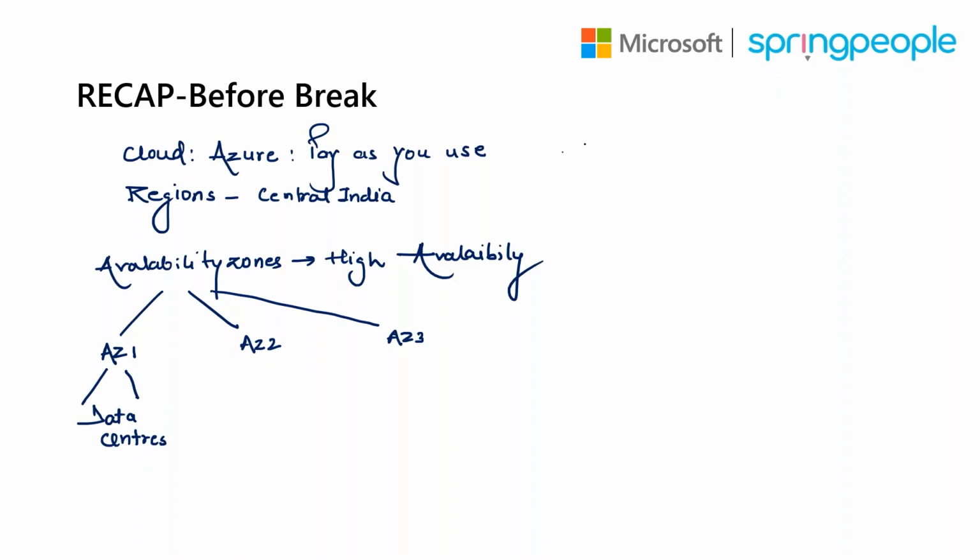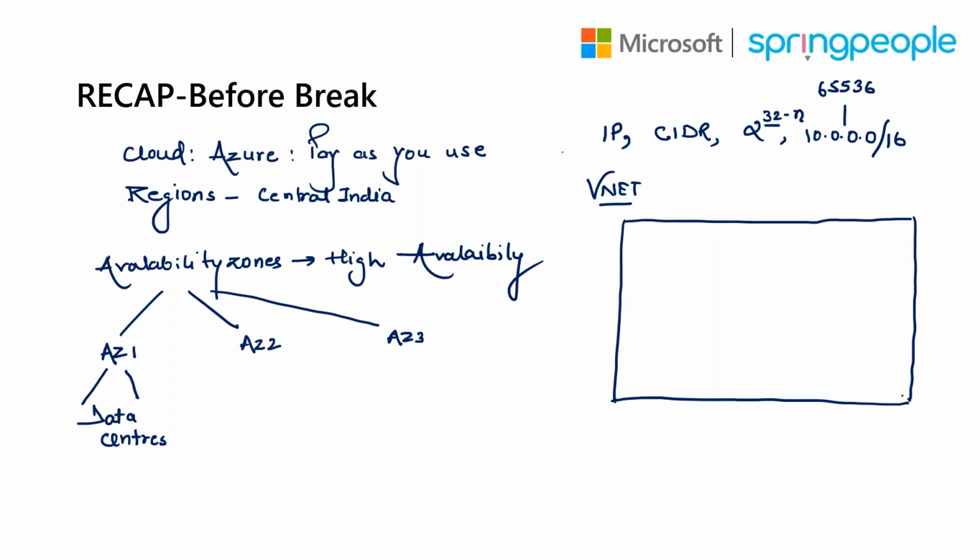After that, we started today with IP addressing. What is IP, what is the meaning of CIDR, classless interdomain routing. We came to know about a formula 2 to the power 32 minus n. We took 10.0.0.0/16, which produced 65,536 IPs. Then we created one VNet and we gave this CIDR to the VNet, 10.0.0.0/16.